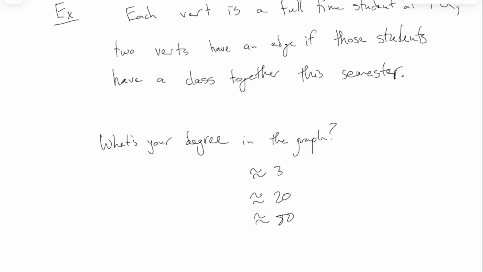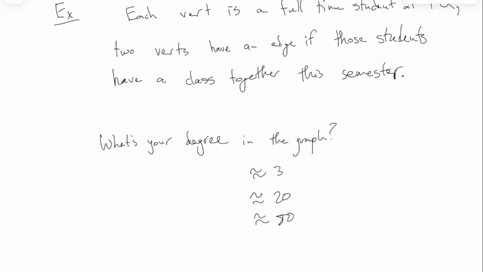You have to try to imagine in your mind what this graph looks like and what determines degree. Degree, of course, is how many edges are coming out of you. Any thoughts? Nobody wants to say anything. Yeah. 3.